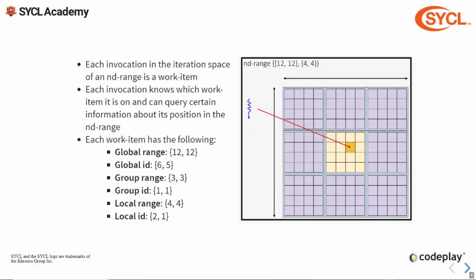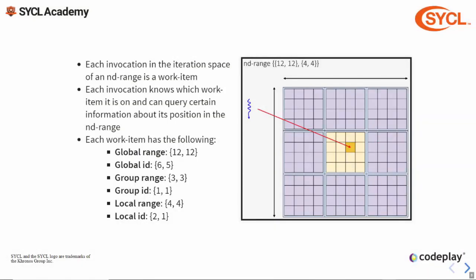When you enqueue a kernel function over an ND range, that function will be invoked exactly once per work item in the iteration space. Each invocation of the kernel function knows which work item it is on and can query information about its position in the ND range iteration space. Each work item has the following knowledge about its position in the ND range. Here we have an example to demonstrate this.